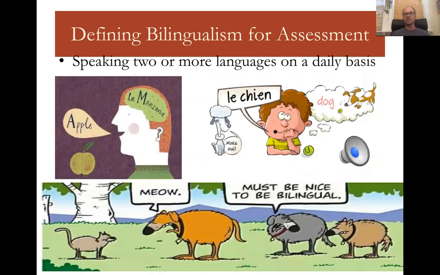So now, defining bilingualism for assessment. A famous bilingual researcher named Francois Grosjean has a very simple definition of bilingualism, and that is speaking two or more languages on a daily basis. So any student in a dual language program, whether they speak English at home or Portuguese or Spanish or Mandarin, is going to be considered bilingual for the purposes of this definition. And that's an important thing to keep in mind.